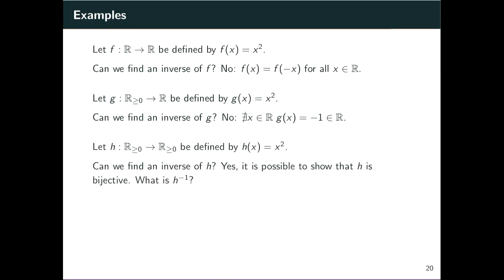So I'm going to try again. I'm going to restrict the codomain now to be the non-negative numbers as well. So let h be the function that squares a number. Can we invert h? And the answer is yes, because h is bijective. And so to be able to prove that, what you're going to need to do is prove it's both injective and surjective.